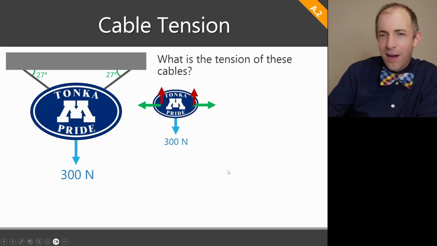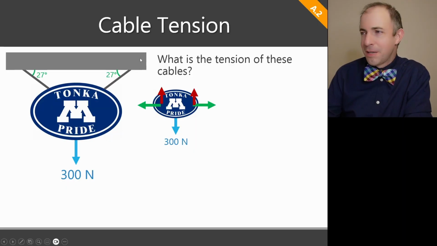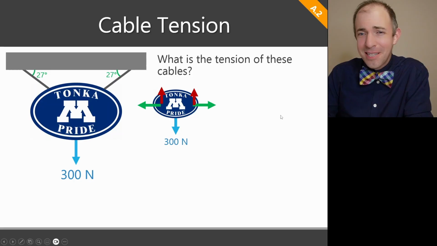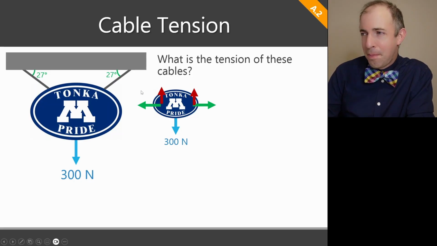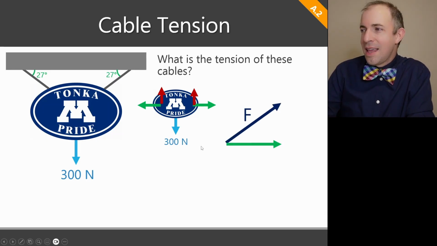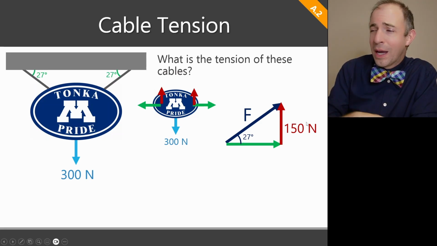So let's redraw this and say, well, those angled, those 27-degree forces, that's partly up, but also partly to the side. We know the up part should cancel out with this down part. So assuming that they are the same, let's say that the up part is going to be that 150 newtons, half the sign's weight.